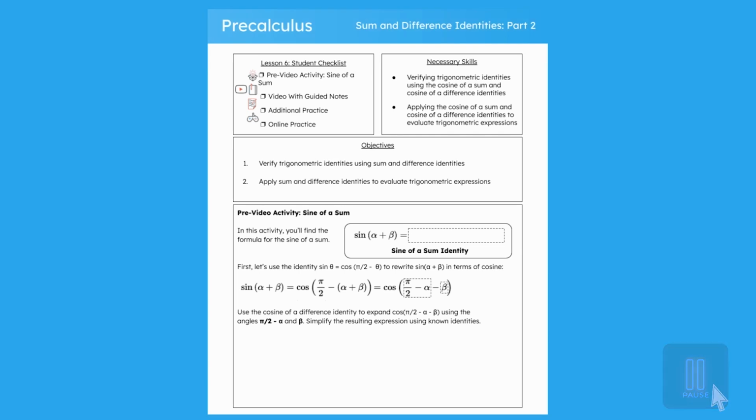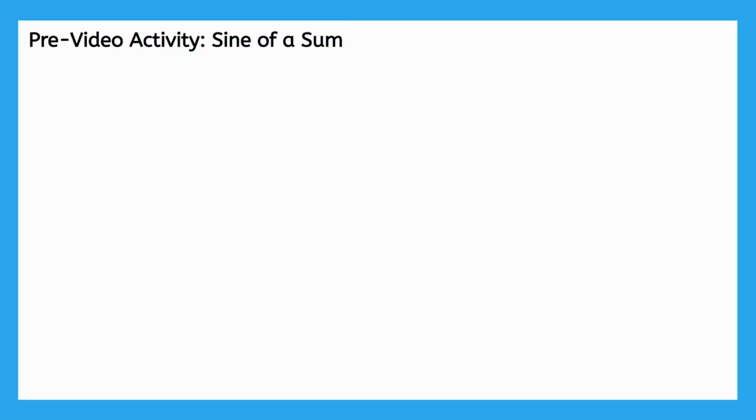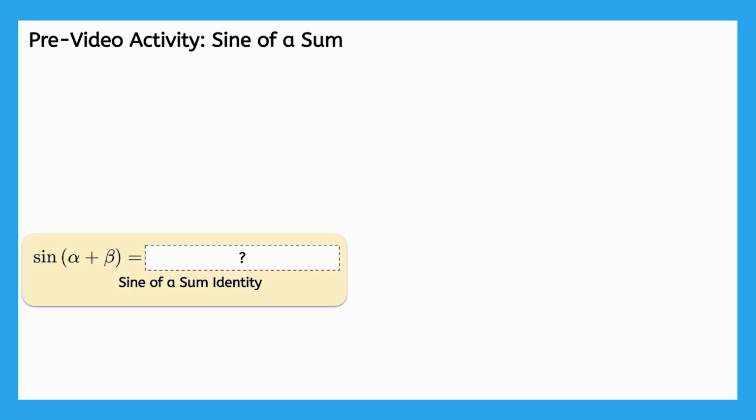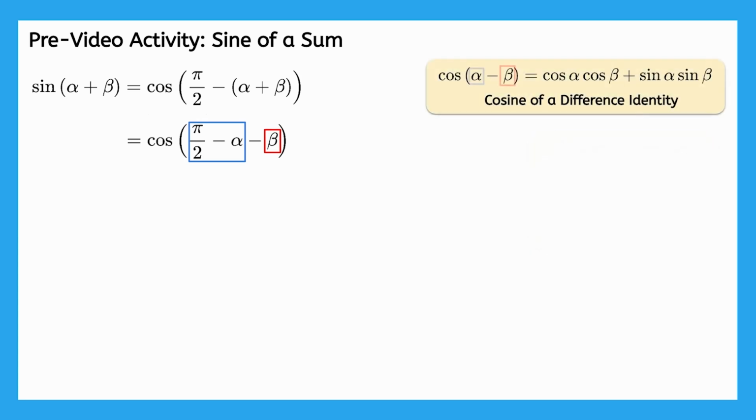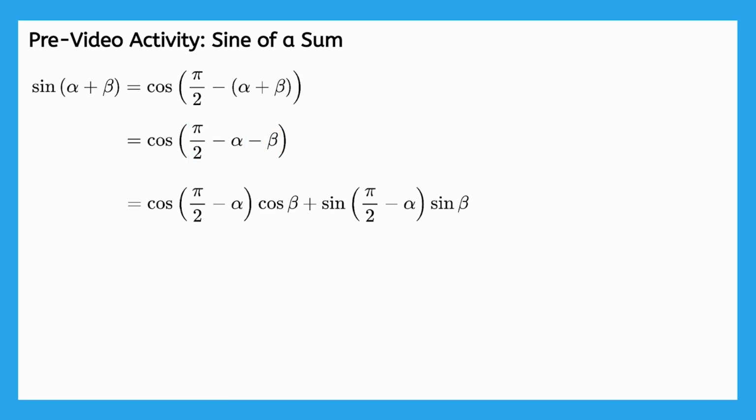Let's check your work. The pre-video activity asked us to find a formula for sine of a sum, and it showed us how we can use a cofunction identity to rewrite sine of alpha plus beta in terms of cosine, which we can then consider as the cosine of the difference pi over 2 minus alpha minus beta. Using the cosine of a difference identity from the previous lesson, we can rewrite this cosine as cosine of pi over 2 minus alpha times cosine of beta plus sine of pi over 2 minus alpha times sine of beta. How do you think we can simplify this expression further?